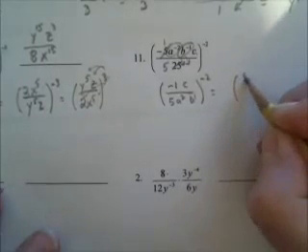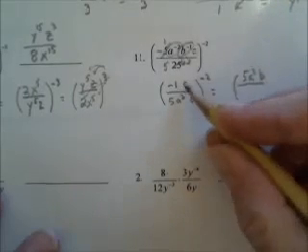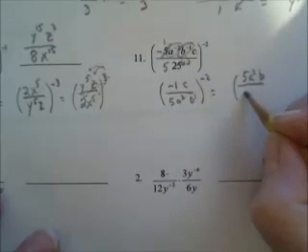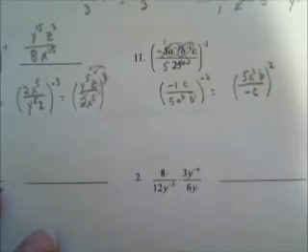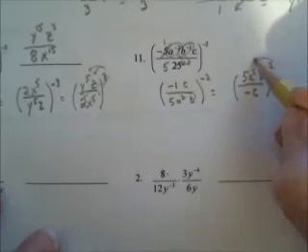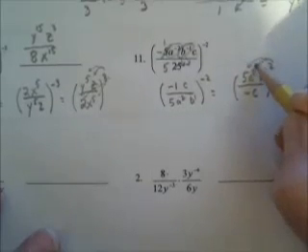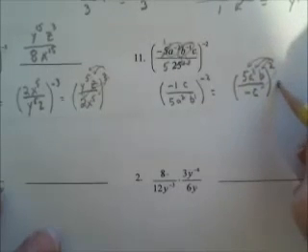So this becomes 5a squared b on the top, and negative 1 times c is just negative c, to the second power. And now the last thing to do is to apply the 2 to every factor, to the 5, to the a squared, and to the b, and to the negative c.